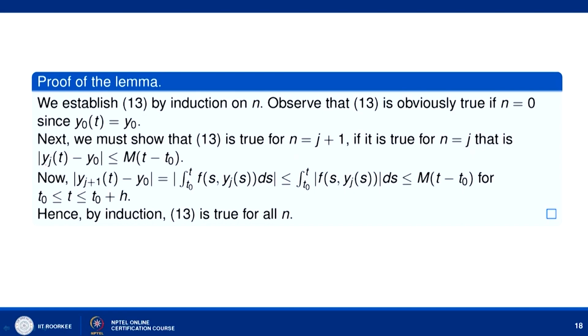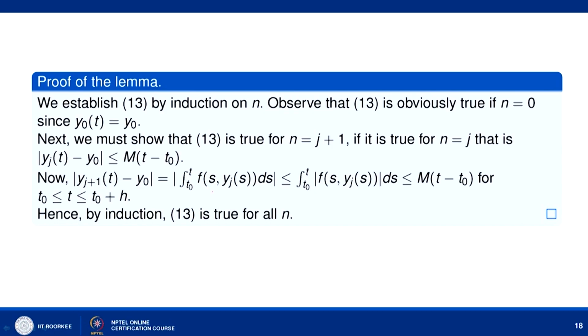We want to show that if we assume modulus of y_j minus y naught is less than or equal to M times modulus of t minus t naught, then modulus of y_{j+1}(t) minus y naught is also less than or equal to M times modulus of t minus t naught. For that, let us calculate this quantity: modulus of y_{j+1}(t) minus y naught is equal to the integral from t naught to t of f(s, y_j(s)) ds.